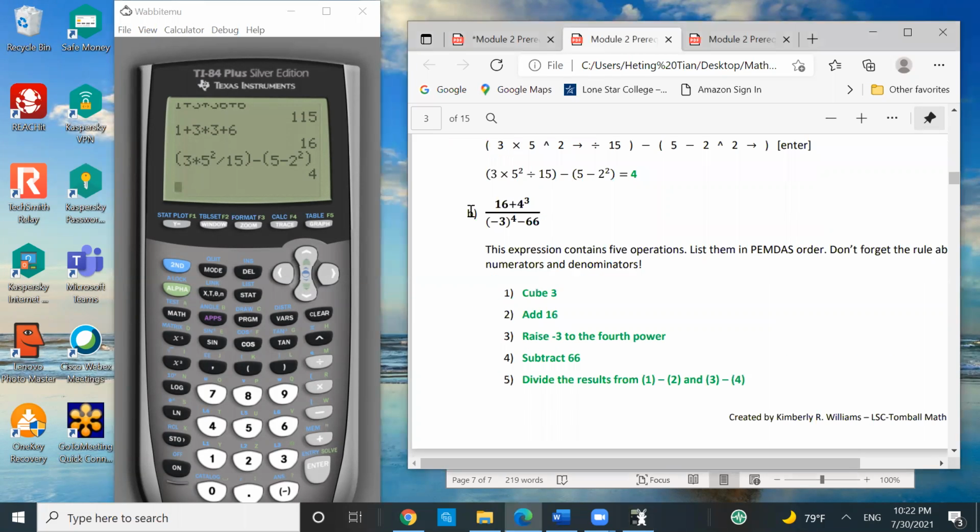Let's see some more examples. This one. So you see, this is a fraction. It has the numerator and the denominator. So remember, use the parentheses to cover the numerator and denominator. So first we need a parentheses. So parentheses 16 plus 4 cubed.